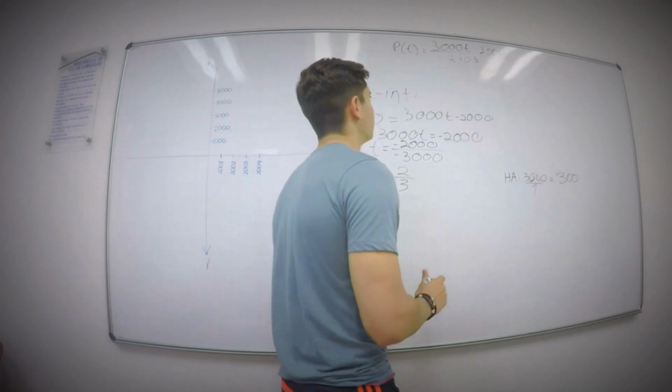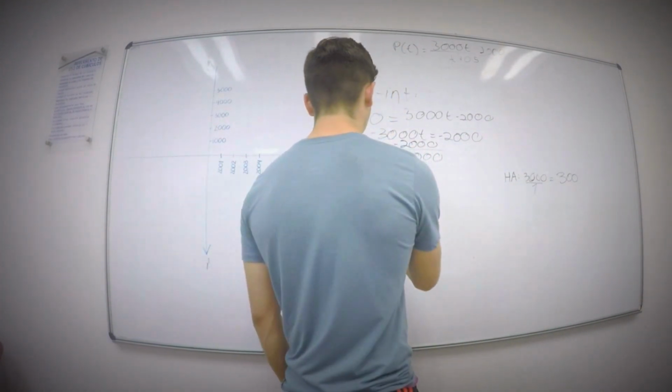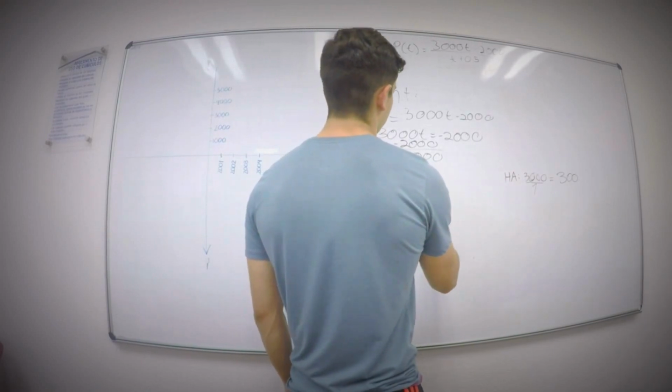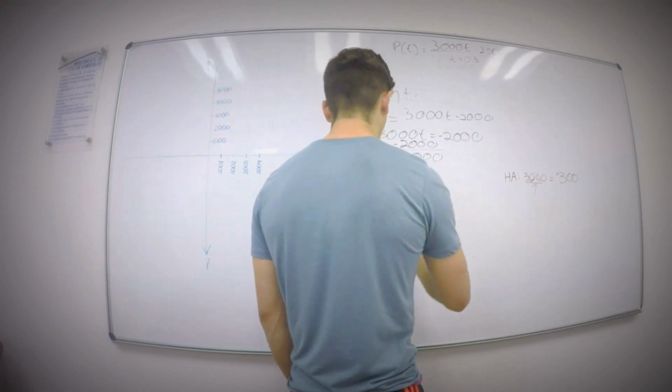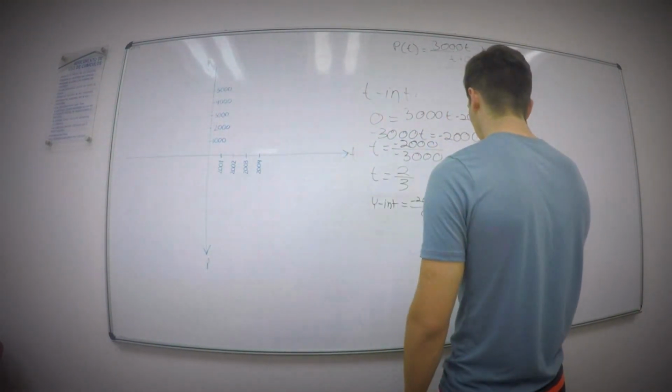In order to get the y-intercept, we're going to make the t a 0. So we're going to divide minus 2000 over 0.5, which gives us minus 4000.